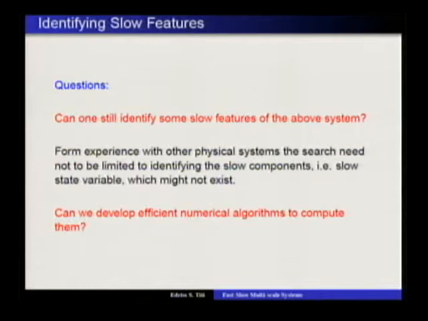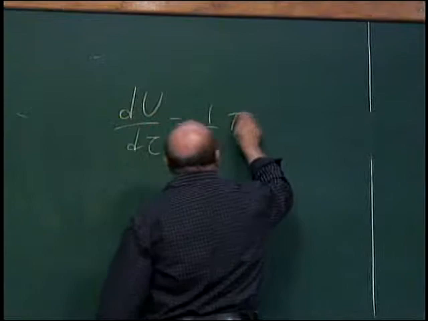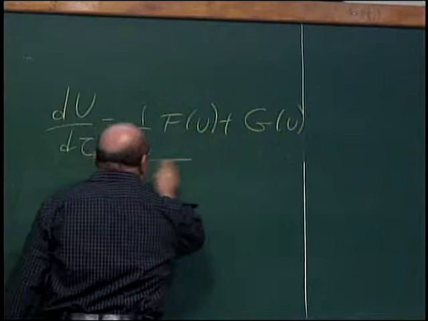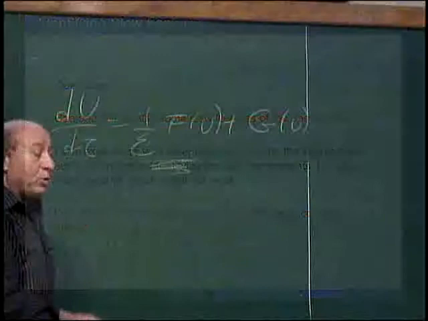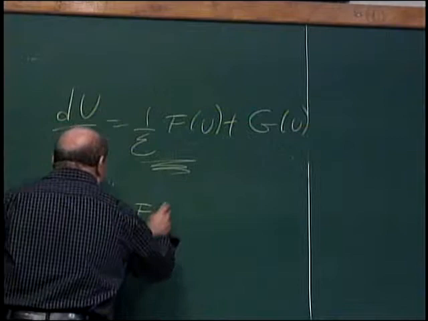So if you look into my equation, I want something which is a slow feature. And I said it should not be a state variable. This is a very simple observation. We do not find all of them, but this is a very simple observation. Let me look at this equation. So the system is du, d tau, equals 1 over epsilon, f of u plus g of u. This is the bad guy, which basically makes things go fast. I would like to find a feature which is in some sense indifferent to this guy. So let me look at this equation, du dt equals f of u.